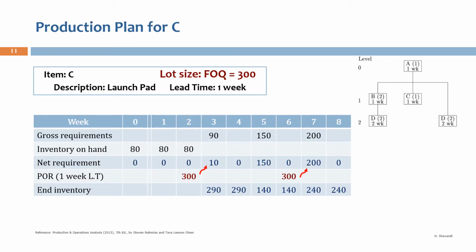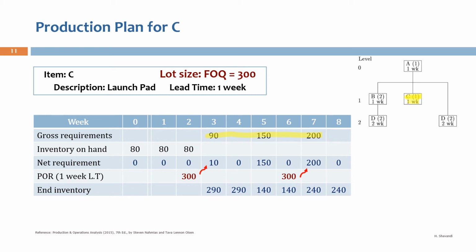For part C, as you see here in the BOM, we need one item of C in order to produce one item of A. So the gross requirements for part C will be the same as net requirements for part A.